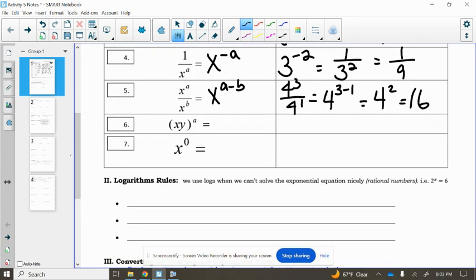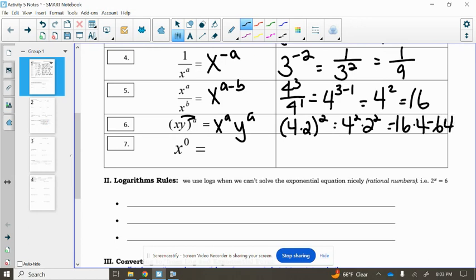When you have multiple things being multiplied inside parentheses and then raised to a power, they both get raised to that power. Think about it like you're distributing it through to both powers. So for instance, 4 times 2 both to the second power is like saying 4 squared times 2 squared, aka 16 times 4, which is 64.